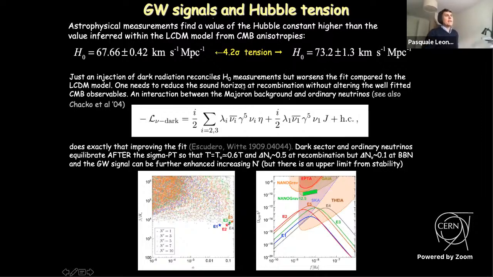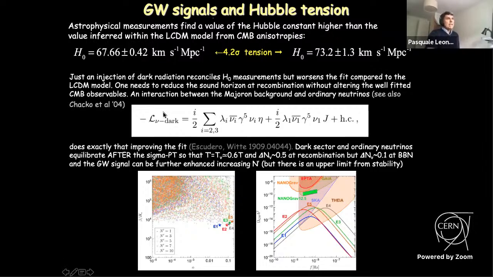And this tension cannot be solved just by adding extra radiation. You can reconcile these two measurements if you add extra radiation at the level of 0.6, 0.7 neutrino species, but then you will spoil the success of the lambda CDM in reproducing the CMB data.